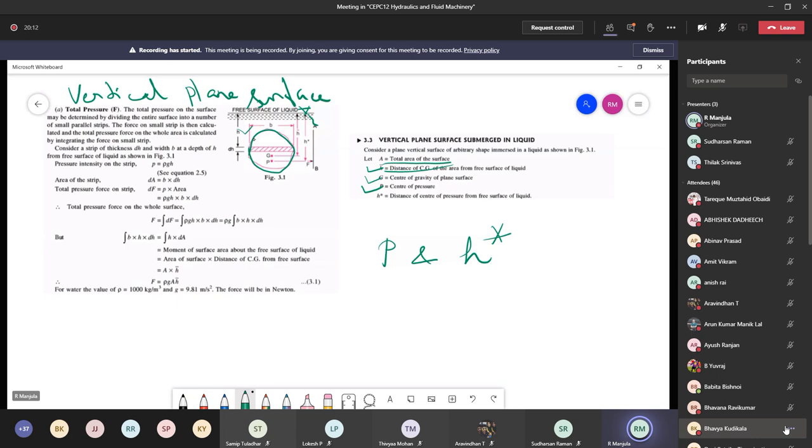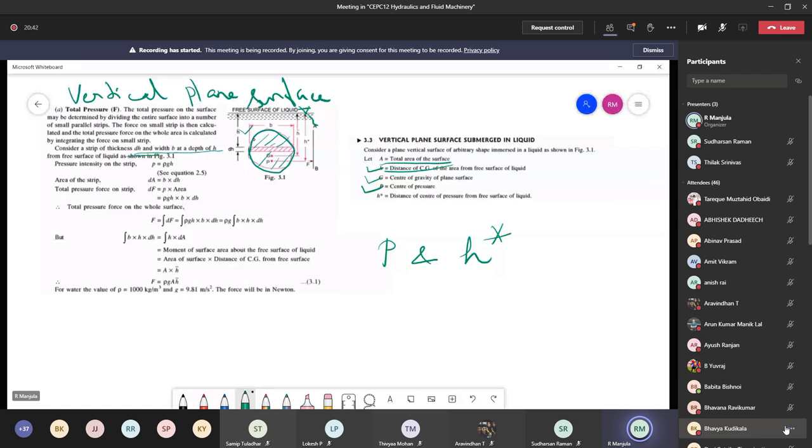Okay. Now consider a strip of thickness dh and width b. The surface has width b, and this is the width of the small strip which you are considering. So dh is the thickness, b is the width, and it is at a depth of small h from the free surface of the liquid. Now what is the pressure intensity of the strip?